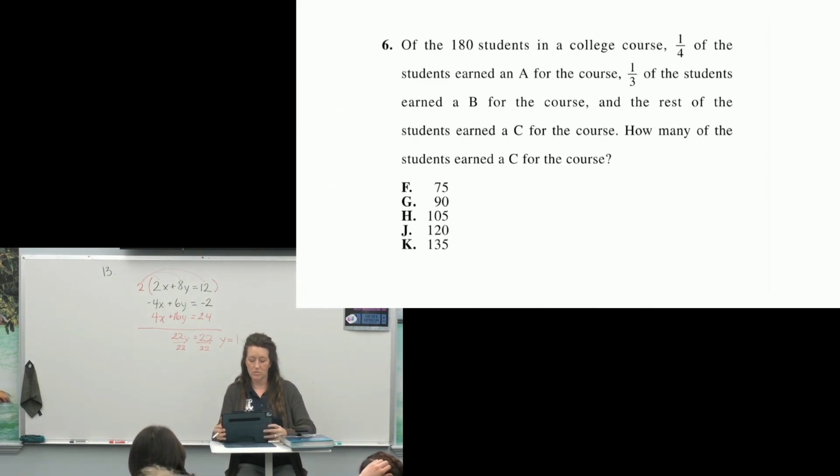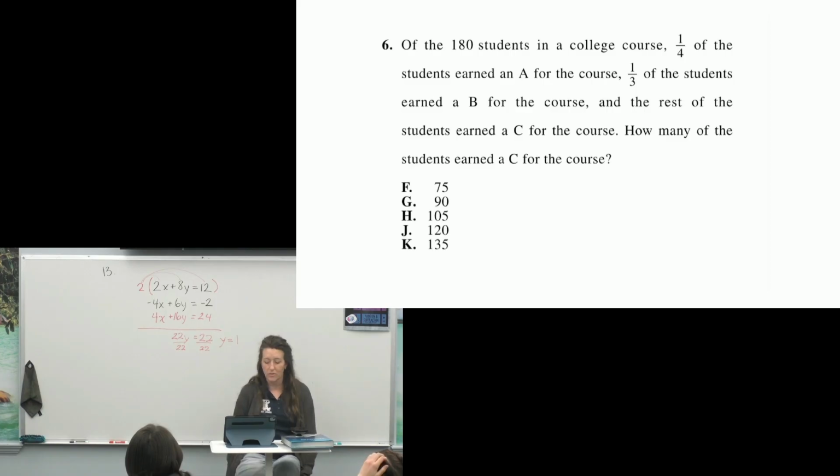Of the 180 students in a college course, a fourth of the students earn an A for the course, a third earn a B, and the rest of the students earn a C for the course. How many of the students earn a C for the course? What?